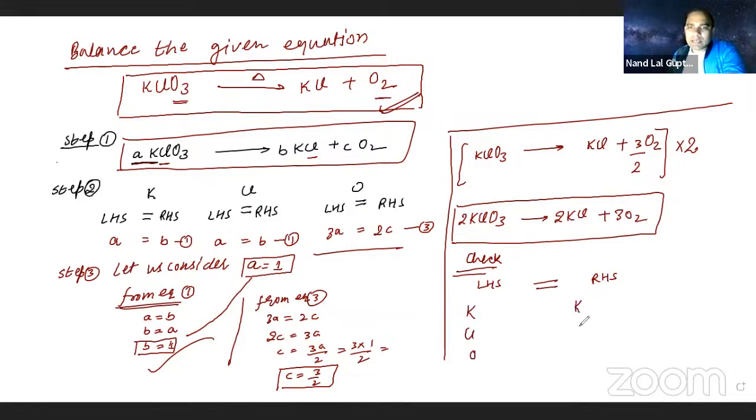K, Cl, O. This side K, Cl, O. K is how many? 2. This side K is 2. Cl is how many? 2. This side Cl is how many? 2. Oxygen is how many, students? 6. This side 6. So everything is balanced, right? So this way you need to balance.